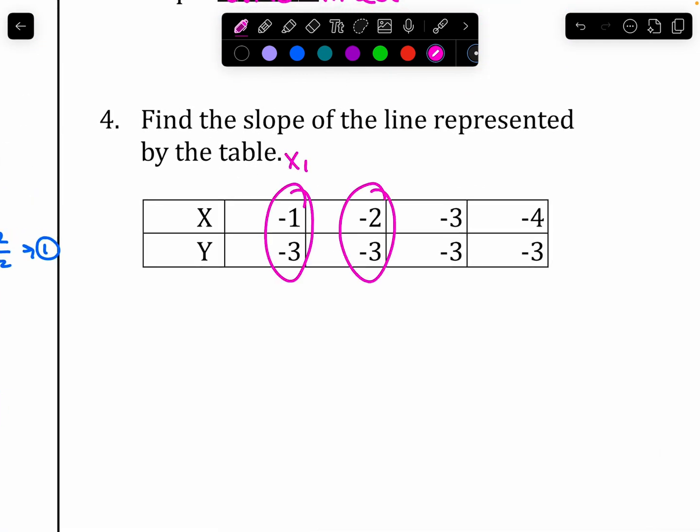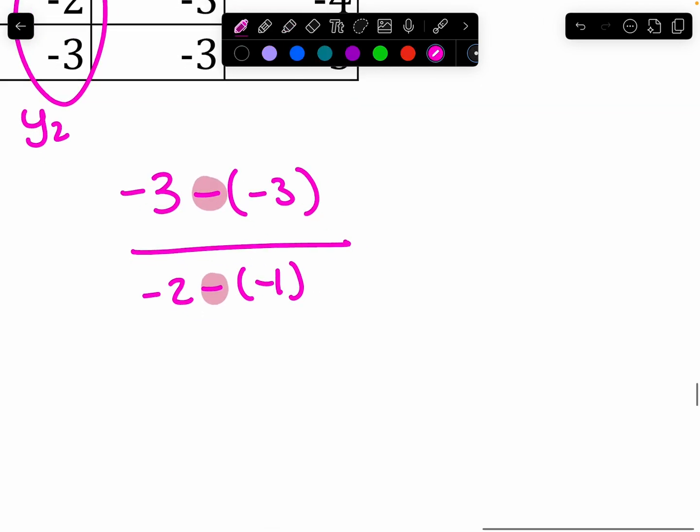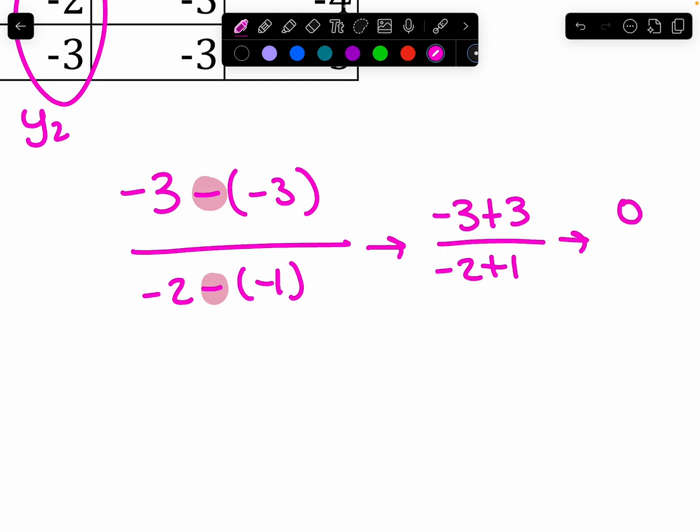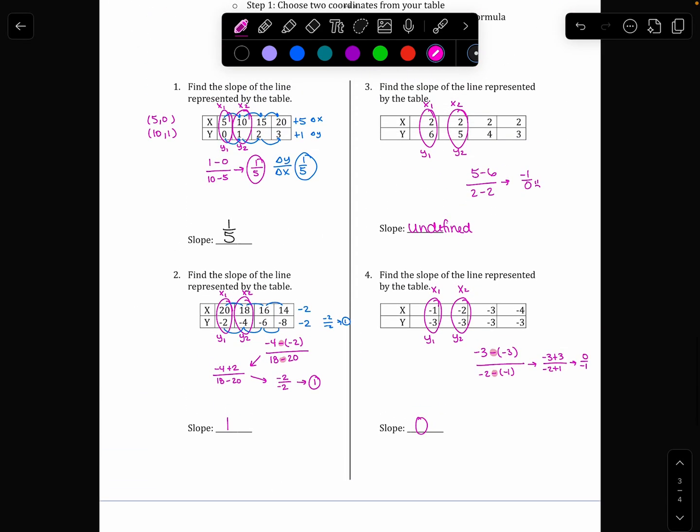And then lastly, we're going to look at number 4. We've got x1, x2, y1, y2. This will be -3 minus -3 over -2 minus -1. This negative sign right here is from the formula itself. This is -3 plus 3 over -2 plus 1. That's 0 over -1. 0 on top is okay. That makes my slope 0.